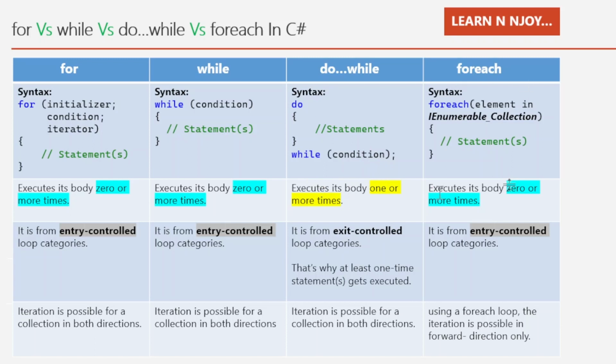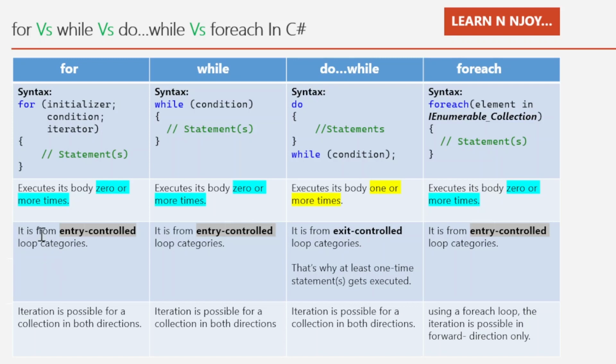Coming to the foreach loop, it executes its body 0 or more times. Again, why? Because it depends upon whether that particular element exists in this IEnumerable collection or not. If it does not, then it is not going to execute this statement. That's what executes its body 0 or more times means. So we need to keep that in mind.